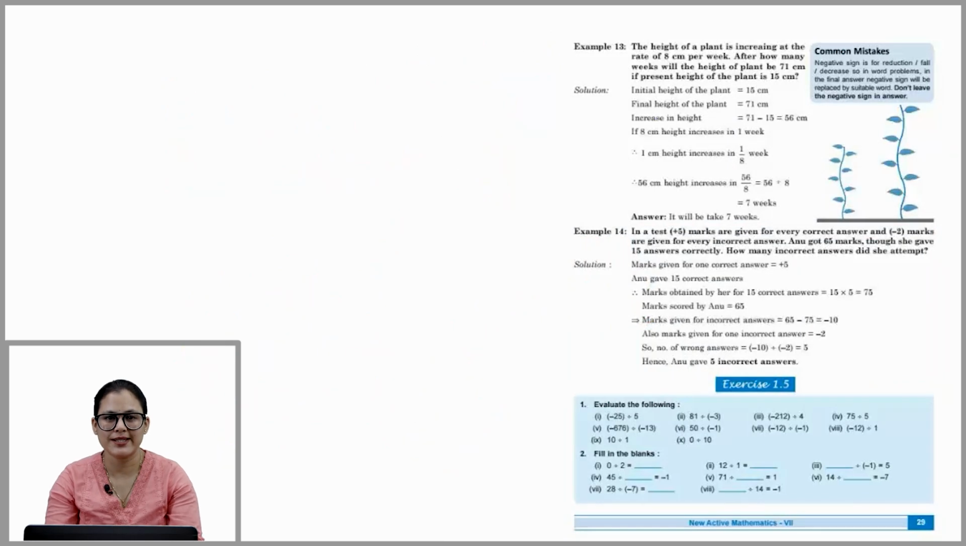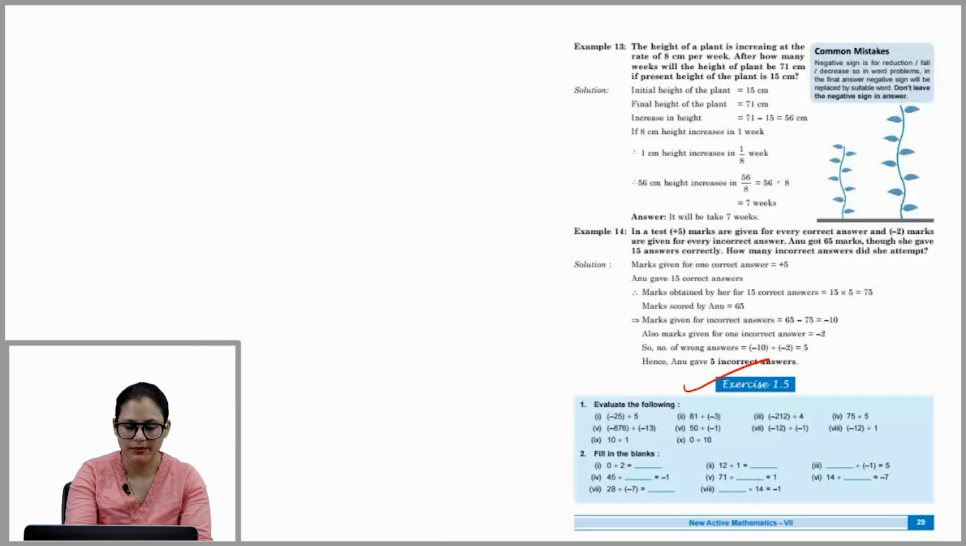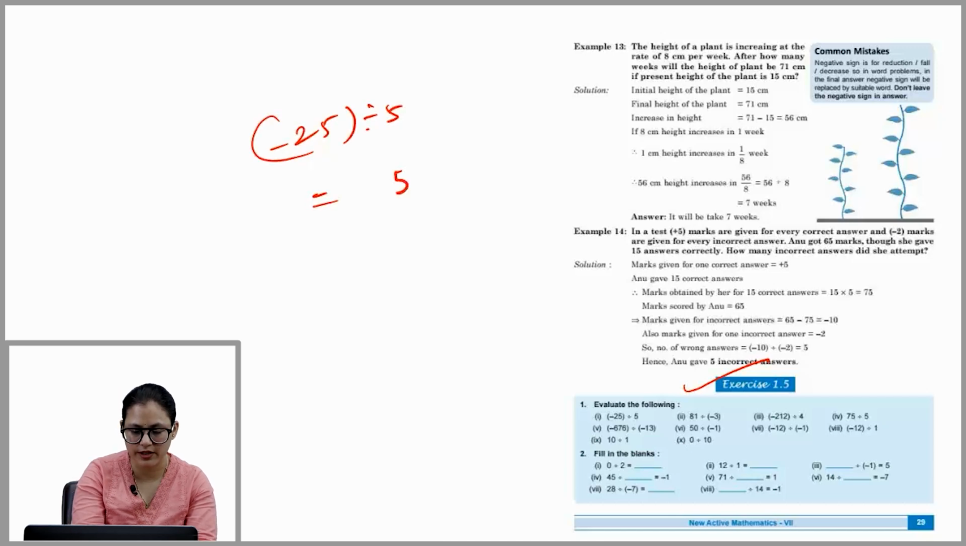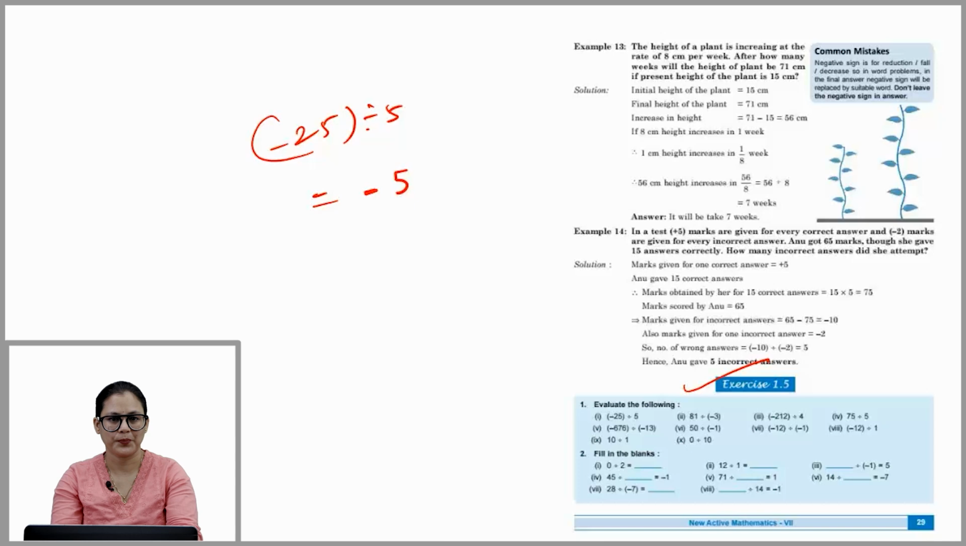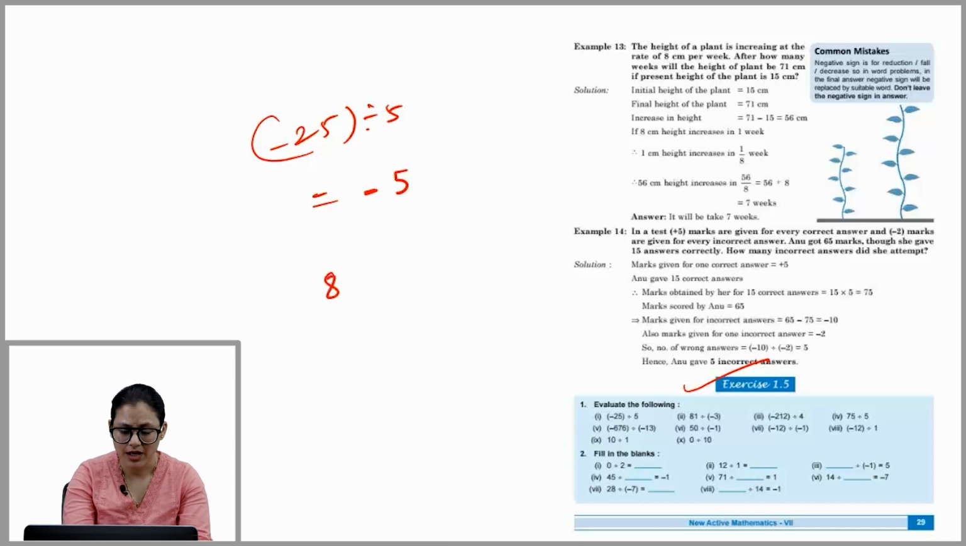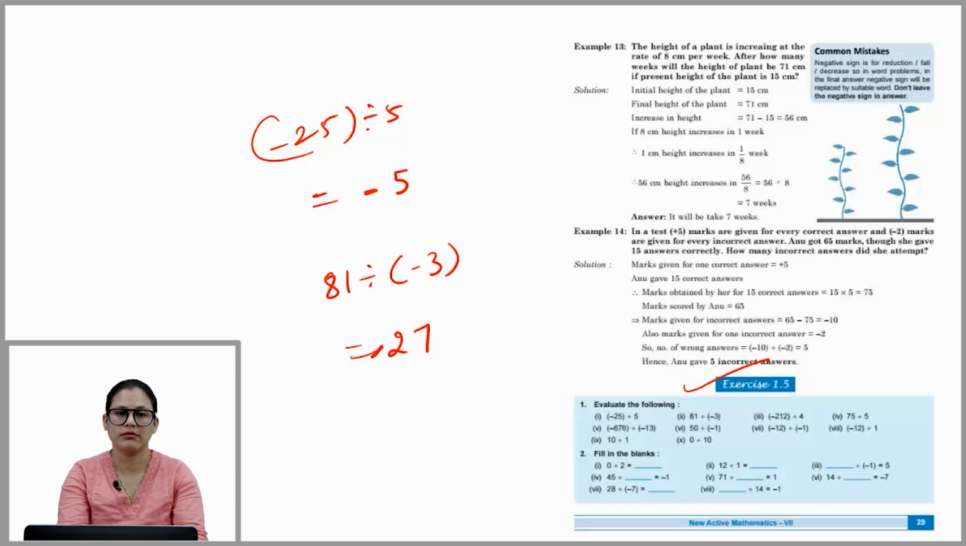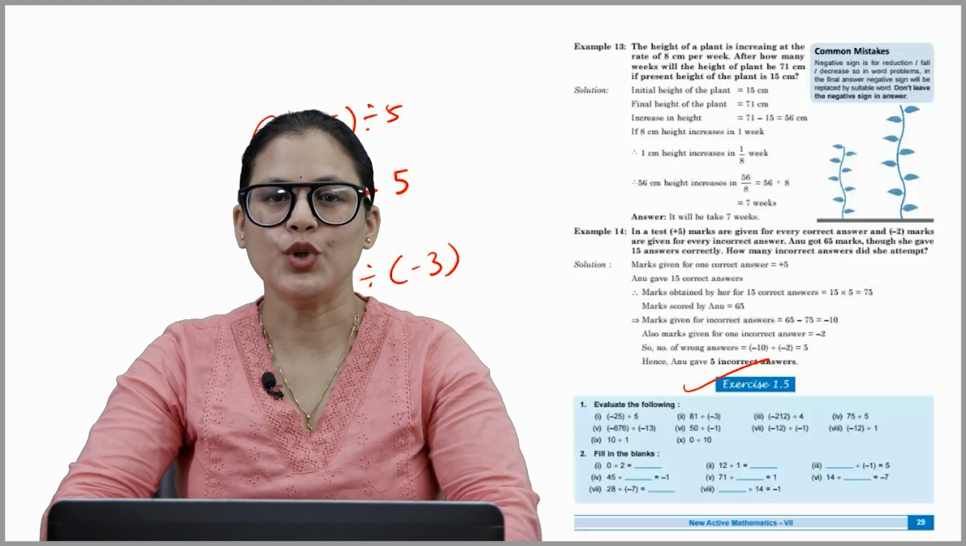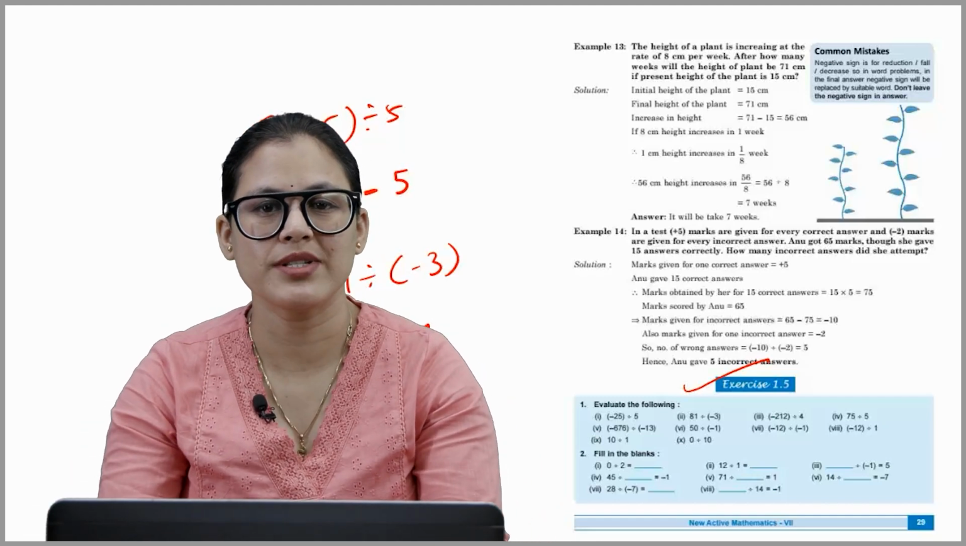Let's do exercise 1.5. Evaluate the following. Minus 25 divided by 5 is 5, and then you put a negative sign here. 81 divided by minus 3: you will get 27, but you put a negative sign here. Right, students? Now you will do the practice of the remaining questions and exercises.